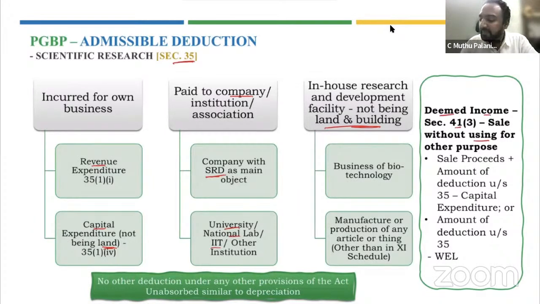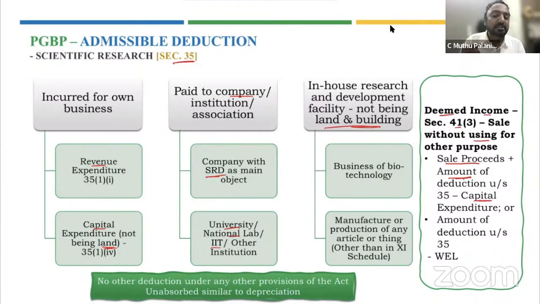So what are they saying? Sale proceeds plus amount of deduction minus capital expenditure, or amount of deduction, whichever is lower. Practically in most cases, amount of deduction and capital expenditure will be the same. Why? If capital expenditure is 200, deduction under section 35 is also 200 only. So these two will be the same. This formula in turn is like sale proceeds or amount of deduction, whichever is lower. That will be treated as deemed income.